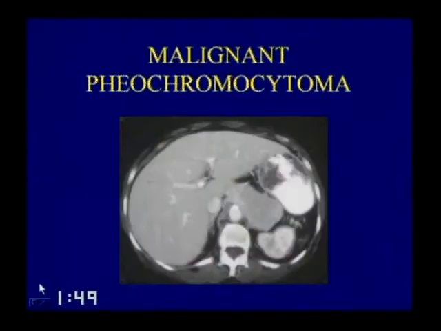The in-phase and out-of-phase imaging is the better way to go with them if you can do the MR. This is a malignant pheochromocytoma, which is invading via the left adrenal vein and growing toward the IVC.